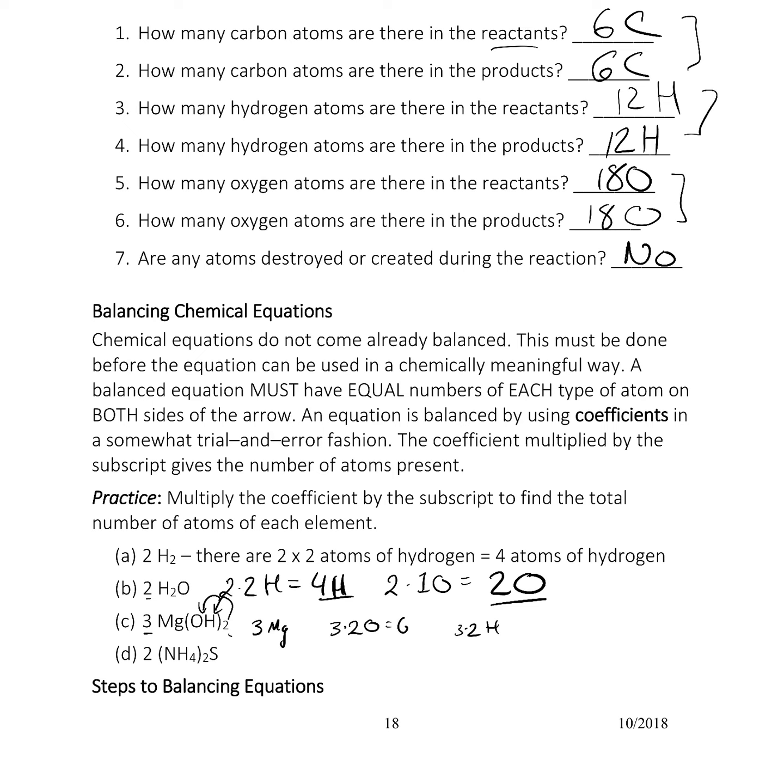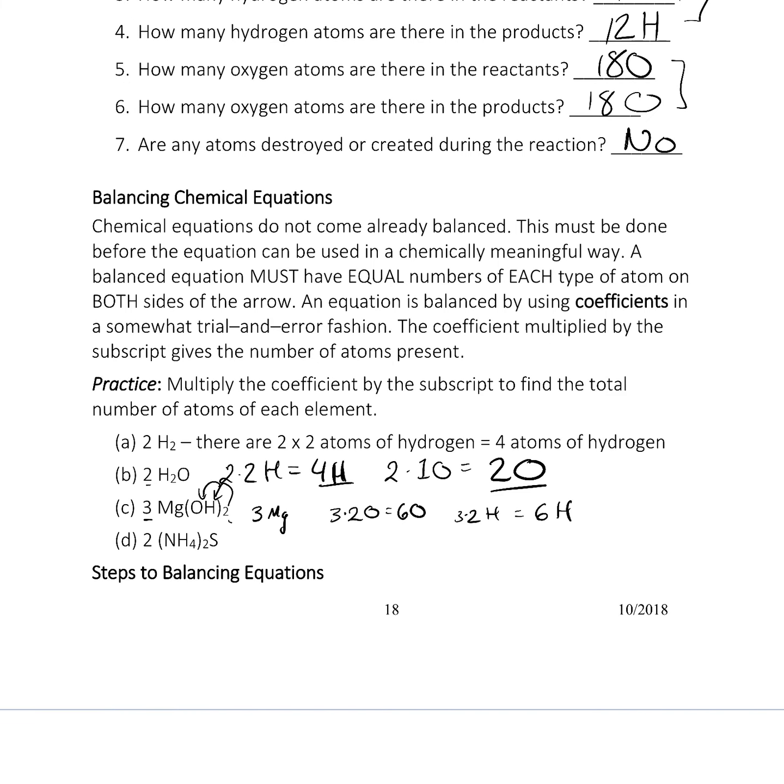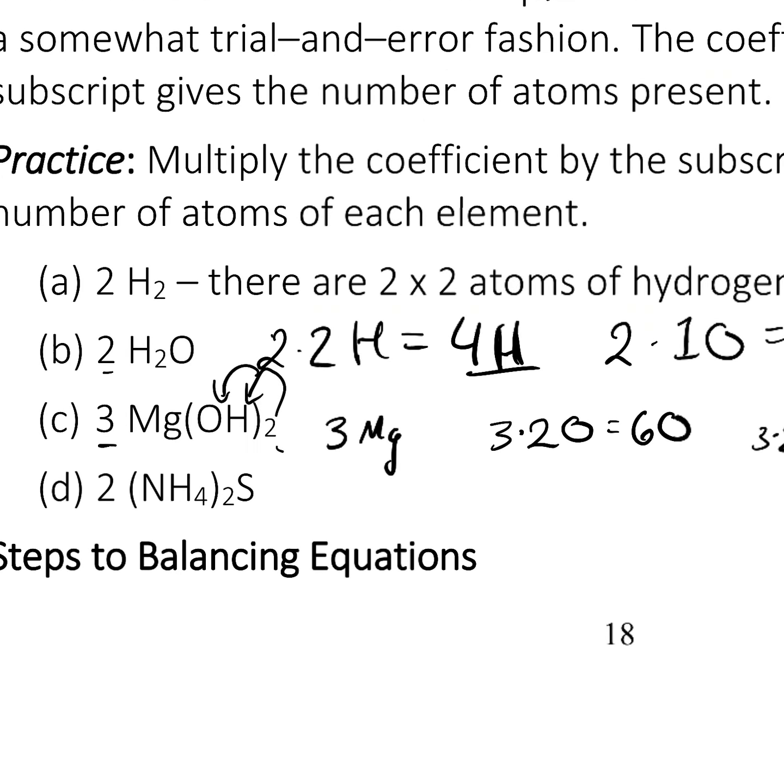This means that we end up with 6 oxygens and 6 hydrogens. All right, we have one more to do. This one we have 2 times ammonium sulfide. That means that from the ammonium sulfide, we can see that there is a 2 times the 1 and a 2 times the 4. So that means we have 2 nitrogens and 2 times 4 hydrogens. And we have 1 sulfur.